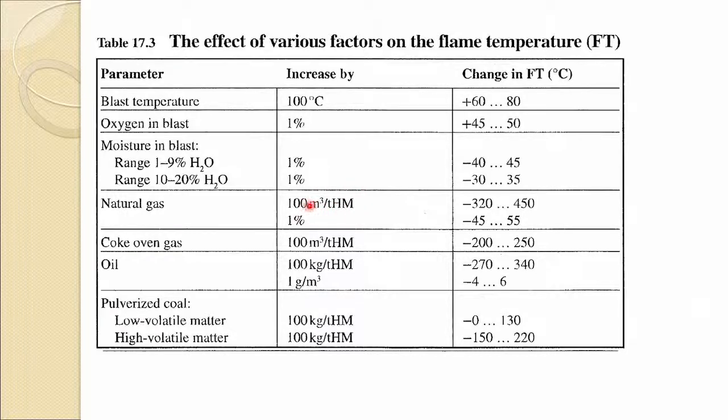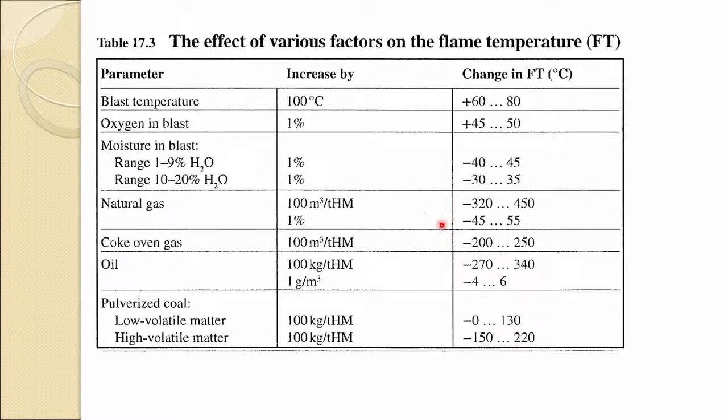So, 1% or 100 meter cube per ton of hot metal is introduced with the blast, then it reduces the flame temperature tremendously. In 1%, 45 to 55 in that range, and 100 meter cube per ton of hot metal, 320 to 450. So, that is a huge decrease in the flame temperature, which is not desirable. So, certainly when natural gas, we will see even a few others like coke oven gas and oil, this all should be used along with oxygen to maintain the blast or flame temperature.